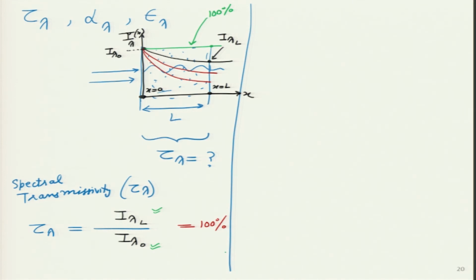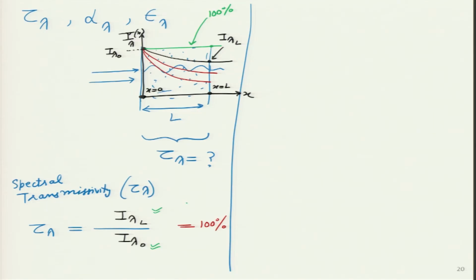So, in real life nothing will have transmissivity 100% except for vacuum. Vacuum is the true medium which is having 100% transmissivity, but there is no medium called vacuum. It is the absence, vacuum is essentially absence of a material. So, that aside, even air, water, all will have some finite transmissivity.